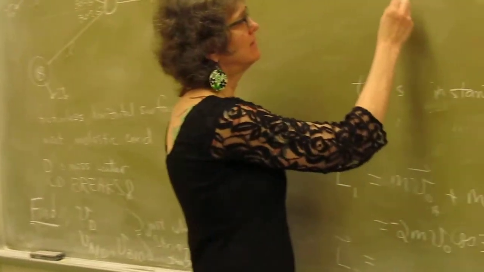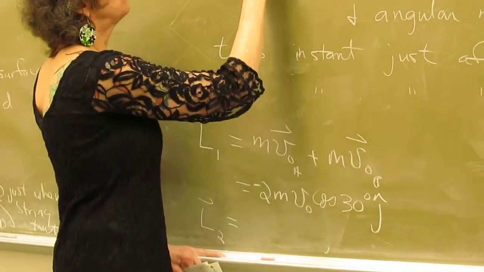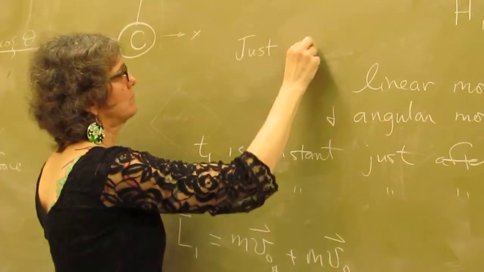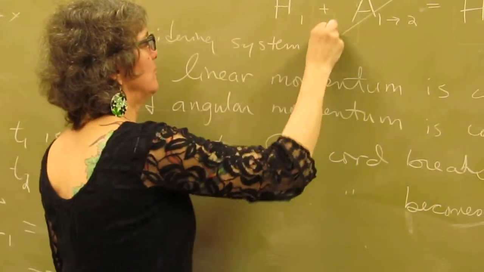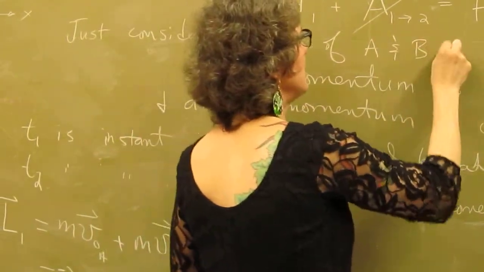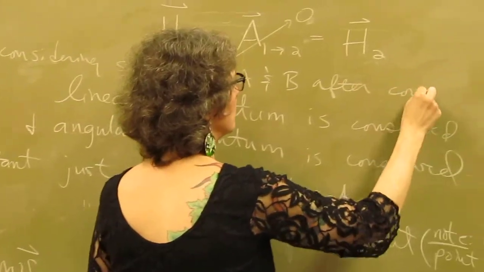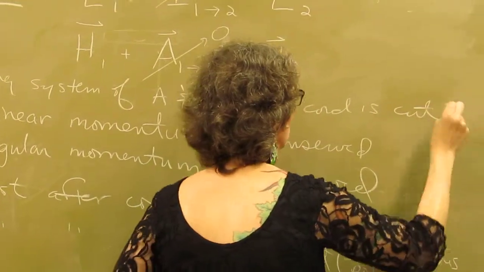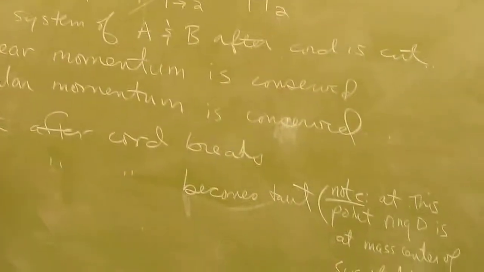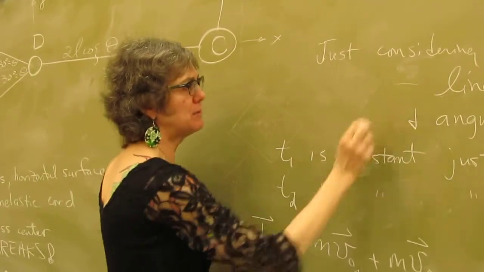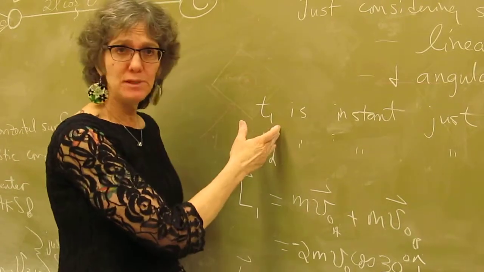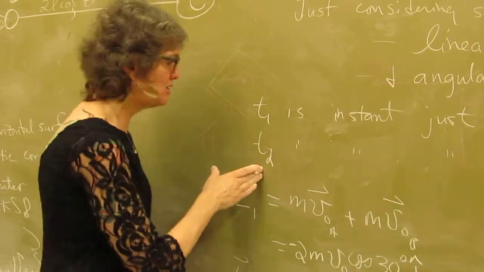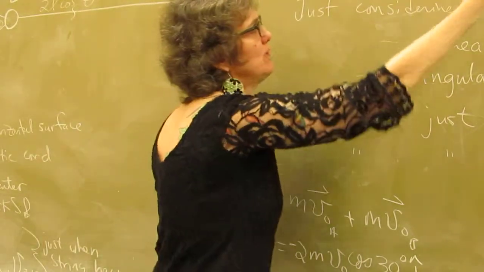So let's stick it over here. Just considering the system of A and B after the cord is cut. Okay, so all of this is still true. It's just I'm being explicit that I'm only considering the system of A and B. Linear momentum's conserved, angular momentum's conserved, and I'm identifying exactly what I mean by T1, exactly what I mean by T2, and now I'm actually plugging into these equations and calculating.